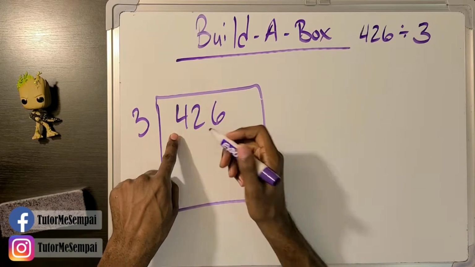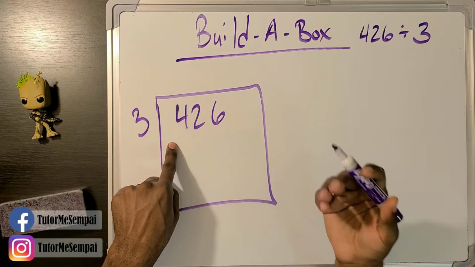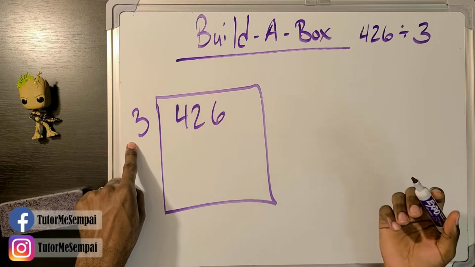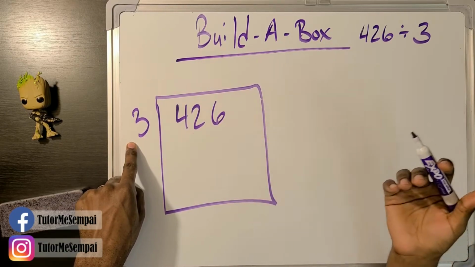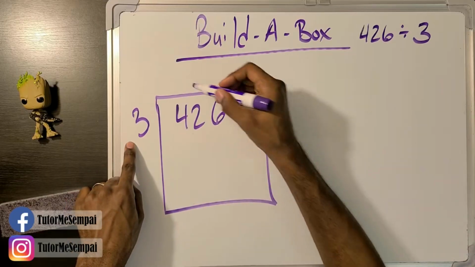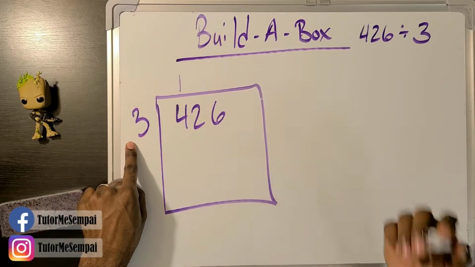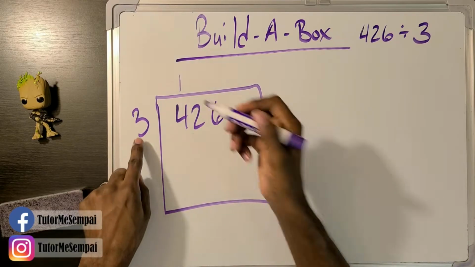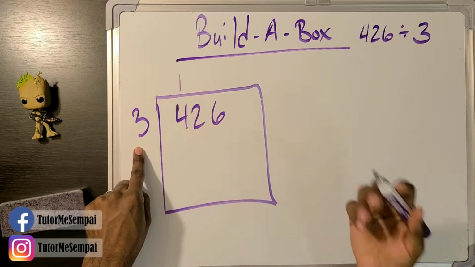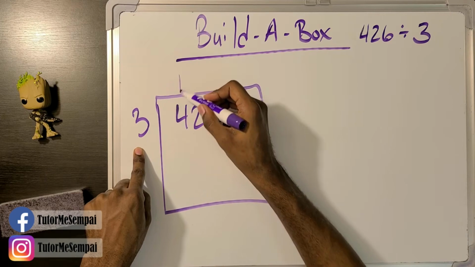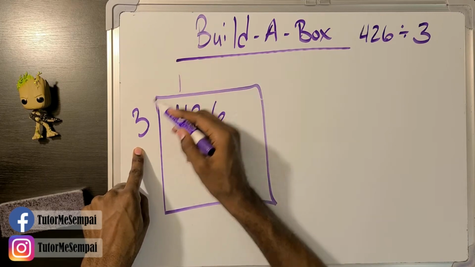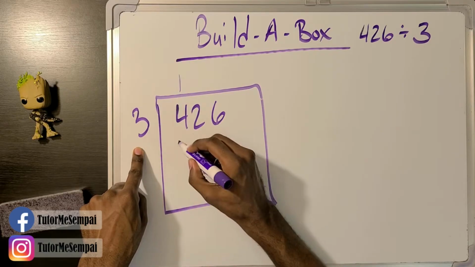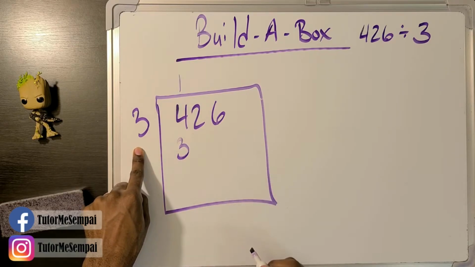Let's start with our first number, our 4. How many groups of 3 can you get when you're breaking up 4? If you're trying to break up the number 4 into groups of 3, you're only going to be able to get one group out of that. So we're going to put that 1 right up here. Now we have to multiply. That's going to be your next step. Once you figure out how many groups you're going to have, you have to multiply this number by your divisor. And that goes right there.